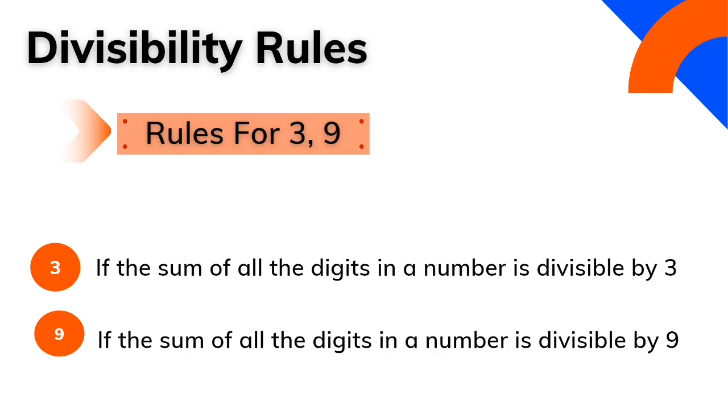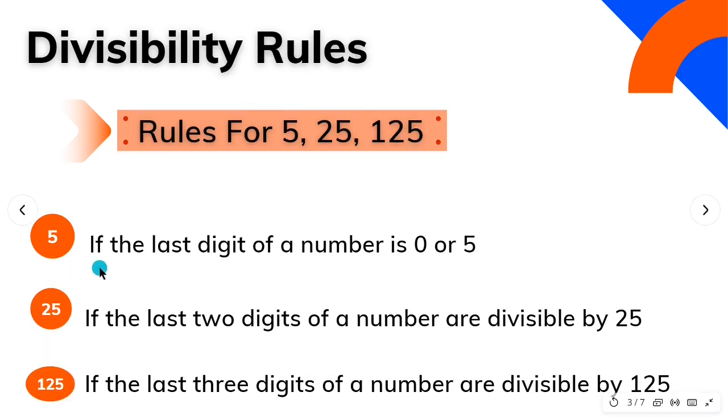61,470, 73,512, 89,478. The numbers divisible by 5: if the last digit of a number is 0 or 5, then the number is divisible by 5.